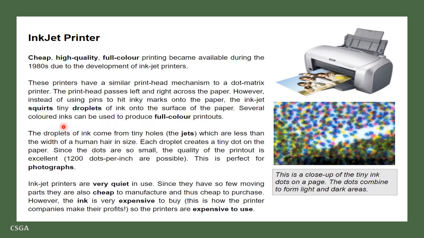Several colored inks can be used to produce full-color printouts. The droplets of ink come from tiny holes, the jets, which are less than the width of a human hair in size. Each droplet creates a tiny dot on the paper. Since the dots are so small, the quality of the printout is excellent, 1,200 dots per inch are possible. This is perfect for photographs.